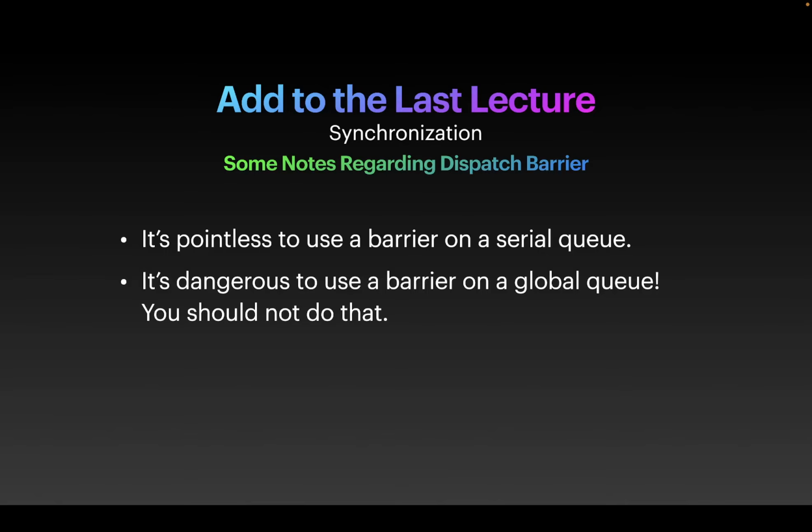And the second one is, it's really dangerous to use the barrier on the global queue. So whenever you want to submit a task to the global queue, do not use barrier. At least right now, I cannot think of any use case where you would want to use a barrier on the global queue, because it's really dangerous. The global queue is shared by the entire system, and you don't want to block that. Other apps and other system resources might use that queue to do some critical tasks, so don't do that.